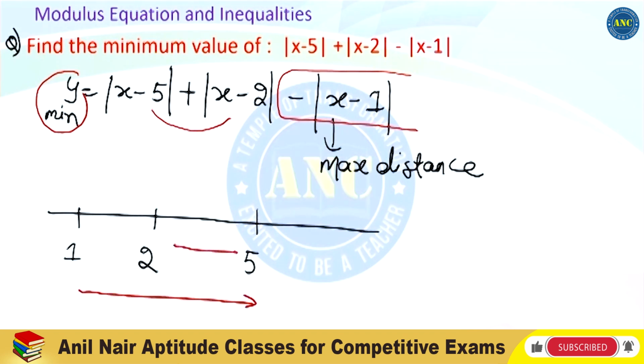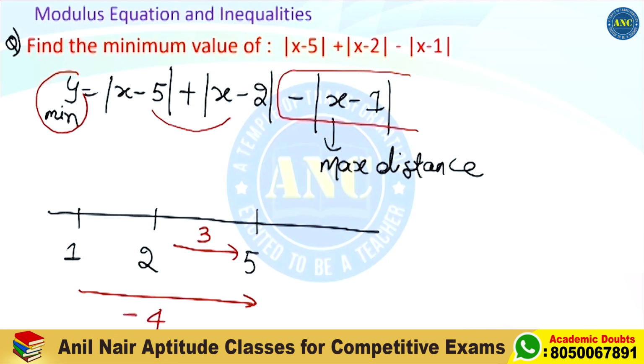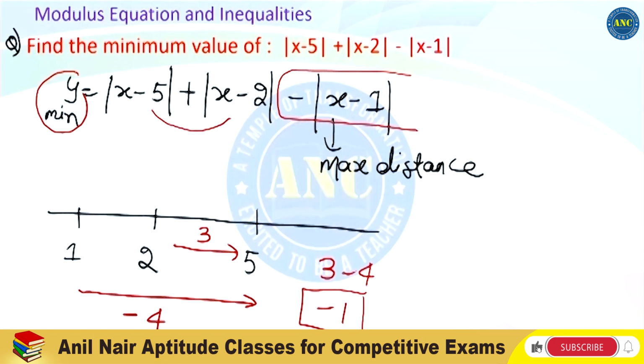So from 2 to 5, it is nothing but 3. From 1 to 5, it is nothing but 4. But before that there is a minus sign, so obviously the distance is 4, but with the minus sign, minus 4. So 3 minus 4. What will be the answer? Minus 1. Single step, 5 seconds problem. If you know this concept, again I am explaining.